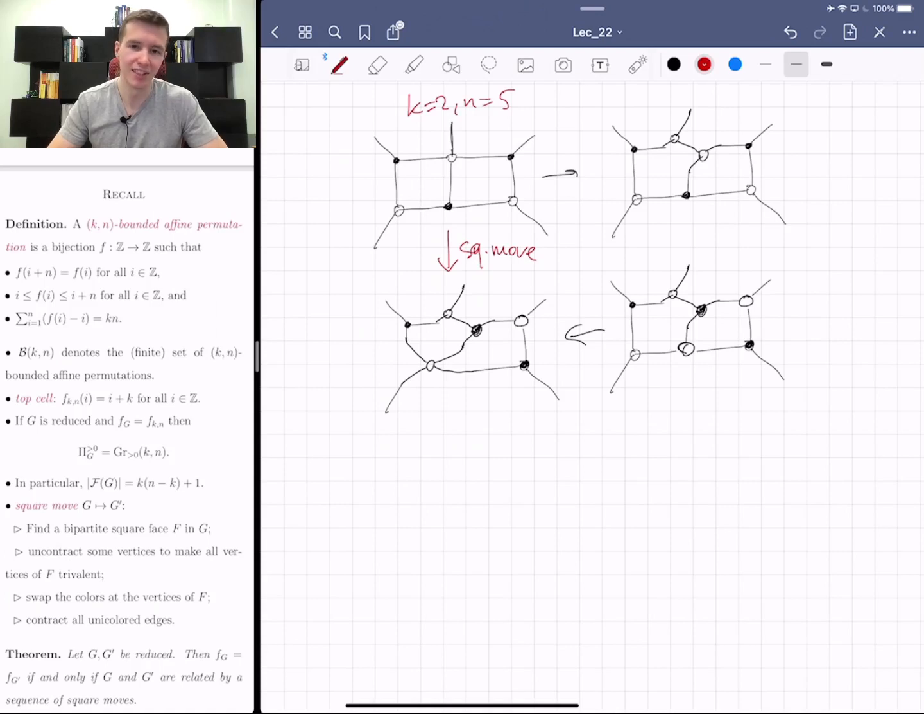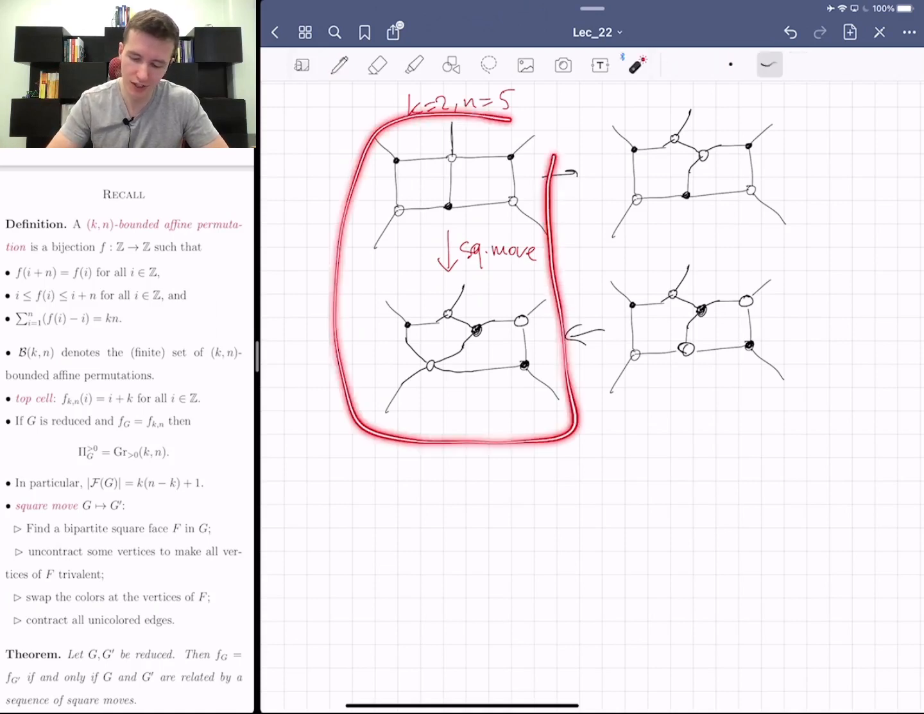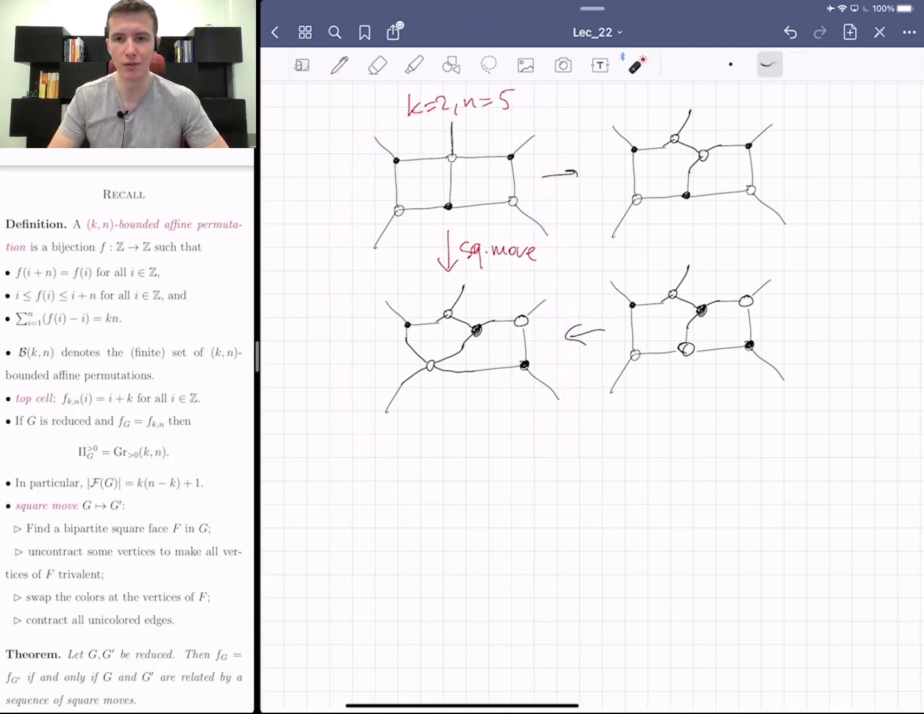And I'm going to discuss later what should appear in your head right now, which is triangulations of a pentagon. There are 5 triangulations of a pentagon, and they form a cycle if you flip the diagonals. Anyway, I'm going to explain this in detail.